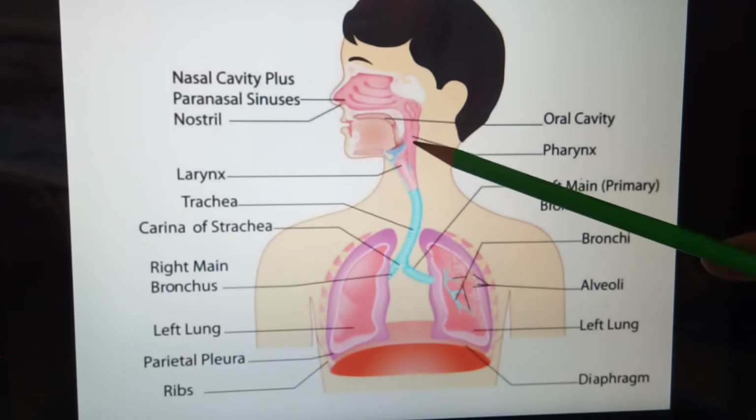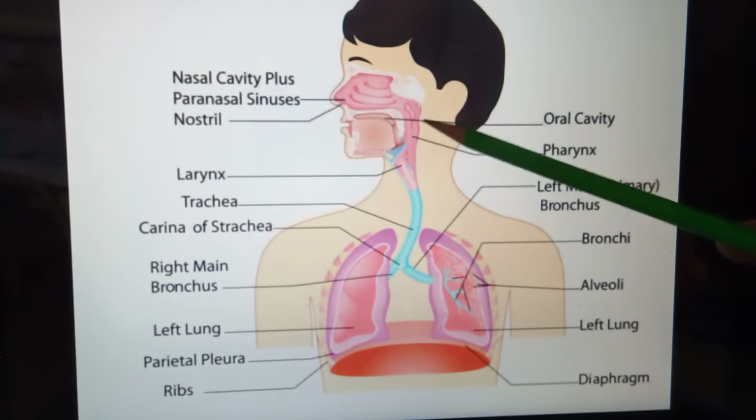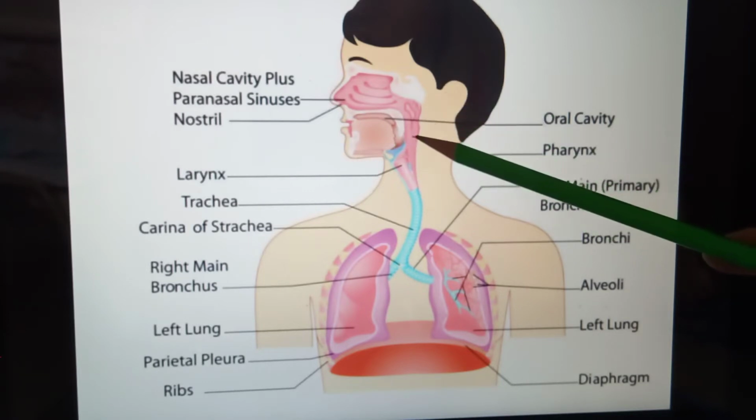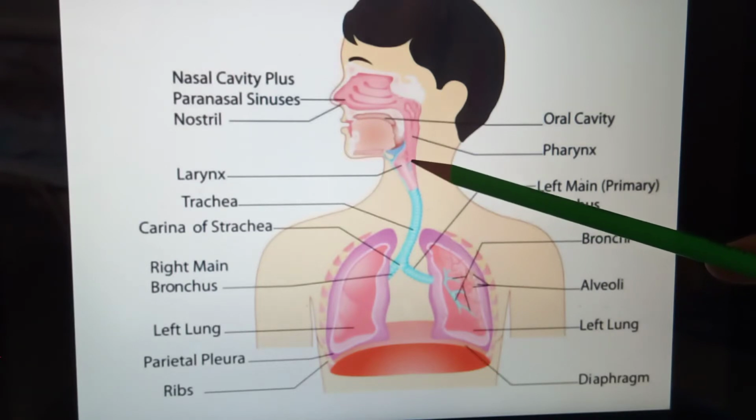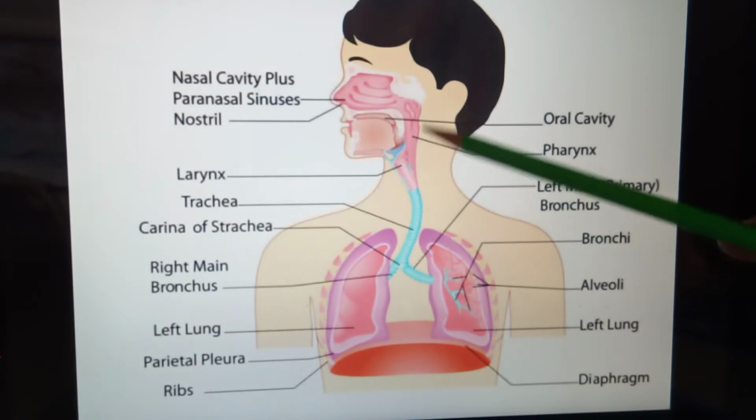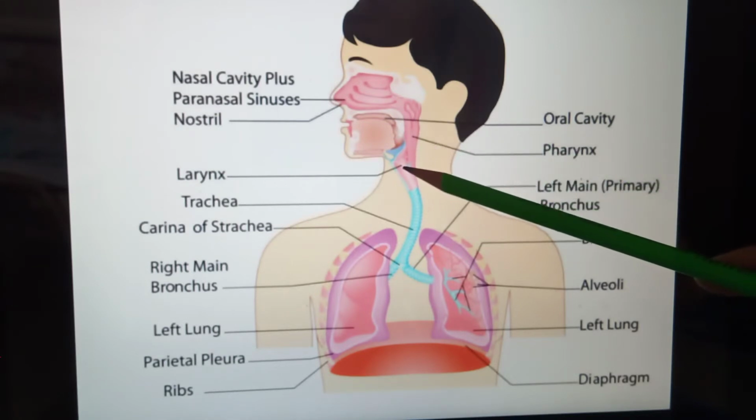Nasopharynx, naso means nose, so it is present at the back of the nose, nasopharynx. Then oropharynx, it is at the back of the mouth, oropharynx. And laryngopharynx, it is present at the back of the larynx. This is the oropharynx. Okay, so these are the three regions of the pharynx. Now the air circulates to the larynx.